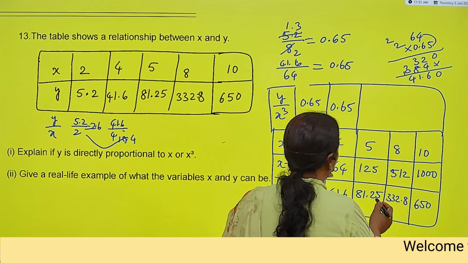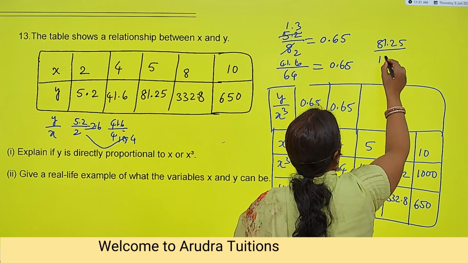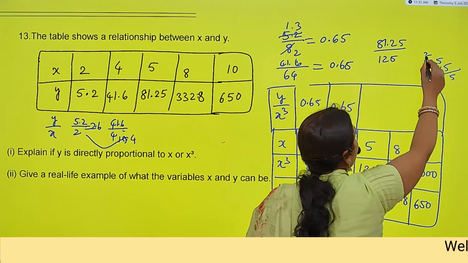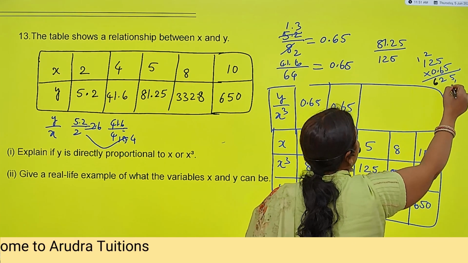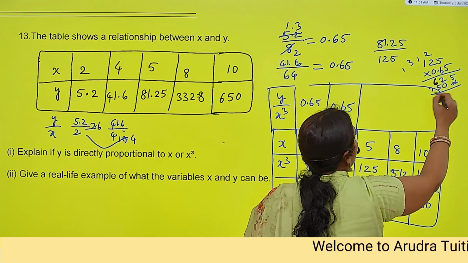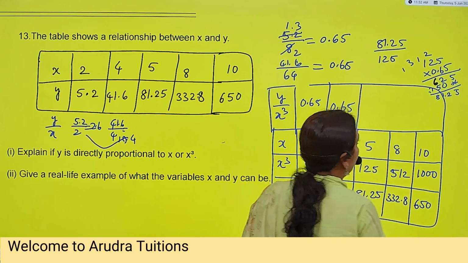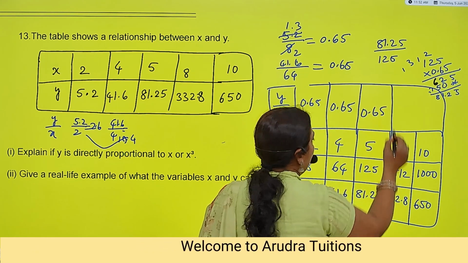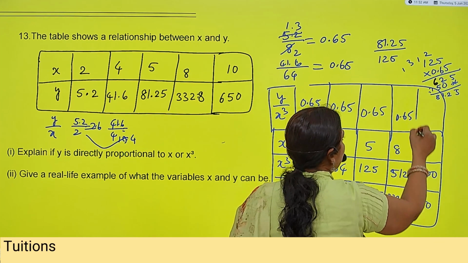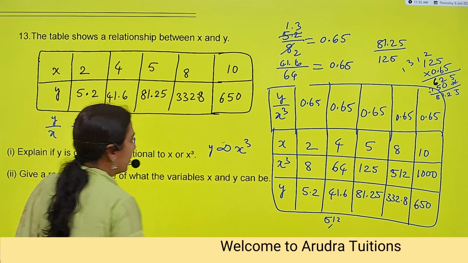Again you check with 81.25. 81.25 divided by 125 is 0.65. This is true. And again check with 512. It's similar. If all are similar, we can write it as a proportionality relation. So we can say that y is directly proportional to x cube.